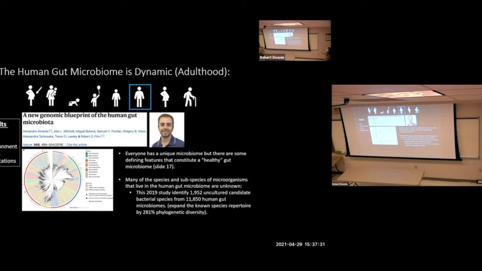So here's a study that was done in 2019 where they identified about 1,900 uncultured candidate bacteria from almost 12,000 human gut microbiomes. And this one study expanded our knowledge of the phylogenetic diversity of the gut microbiome by 281%, right? So clearly we don't have that great of an idea of all of the species of bacteria that are living in the human gut microbiome.